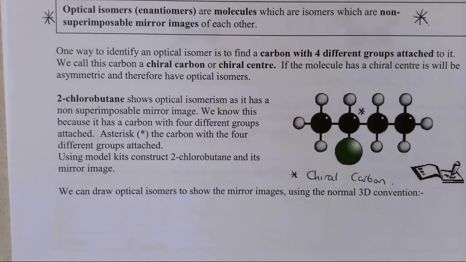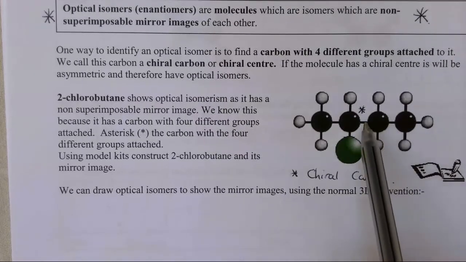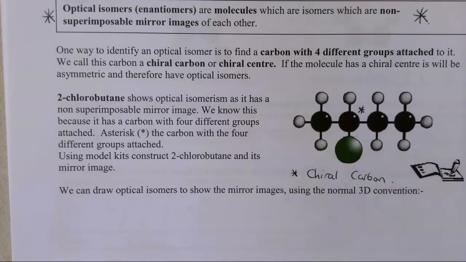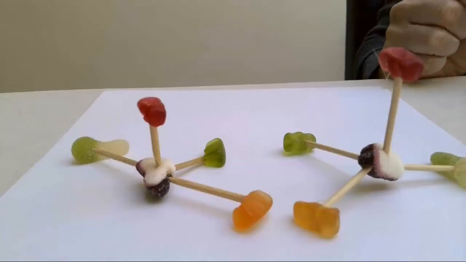So we're looking at this molecule, 2-chlorobutane. This is the carbon that I'm interested in, because it has 4 different groups around it. And this is my special carbon. This is a chiral carbon.